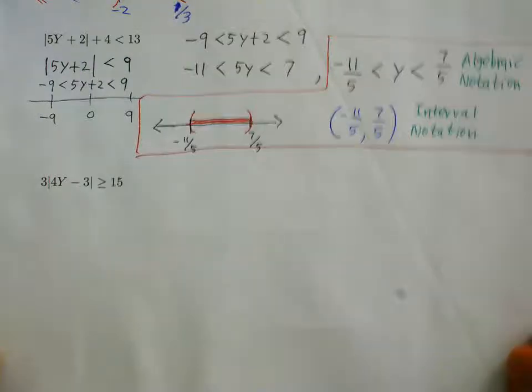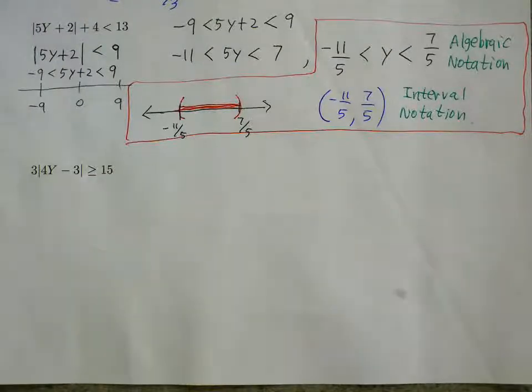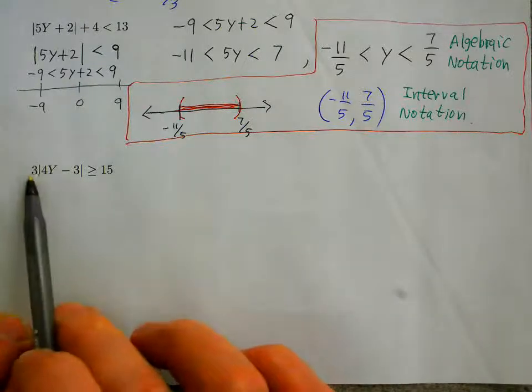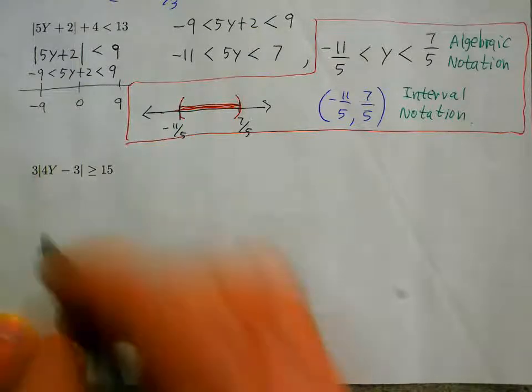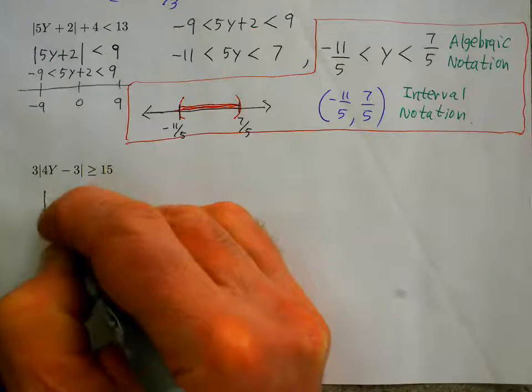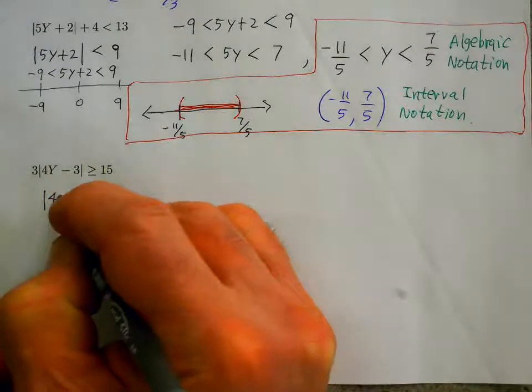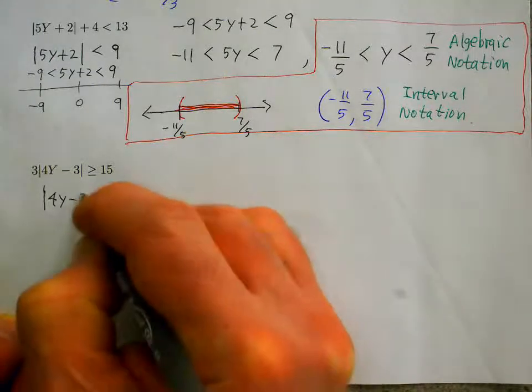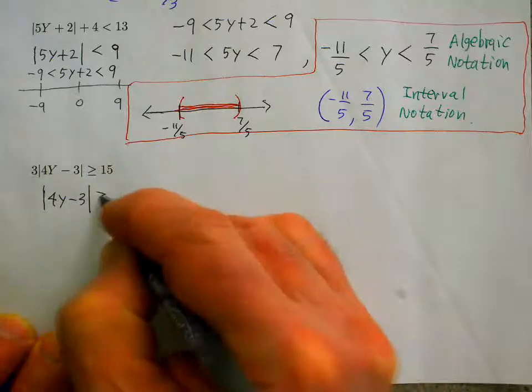Okay, the next one, 3 times the absolute value of 4y minus 3 is greater than or equal to 15. In this one, we want to start by dividing both sides by 3. So we'll divide both sides by 3, and we get the absolute value of 4y minus 3 is greater than or equal to 5.